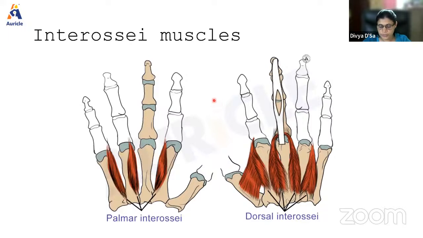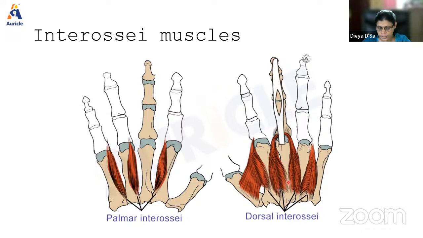So interossei muscles, we have palmar interossei and dorsal interossei muscles. Palmar interossei, there are 4 small muscles located between the palmar surfaces of the metacarpals. From lateral to medial, we call them 1, 2, 3, 4. Dorsal interossei, there are 4 small muscles which are located between the shafts of the metacarpals. Here you can see palmar and dorsal interossei.